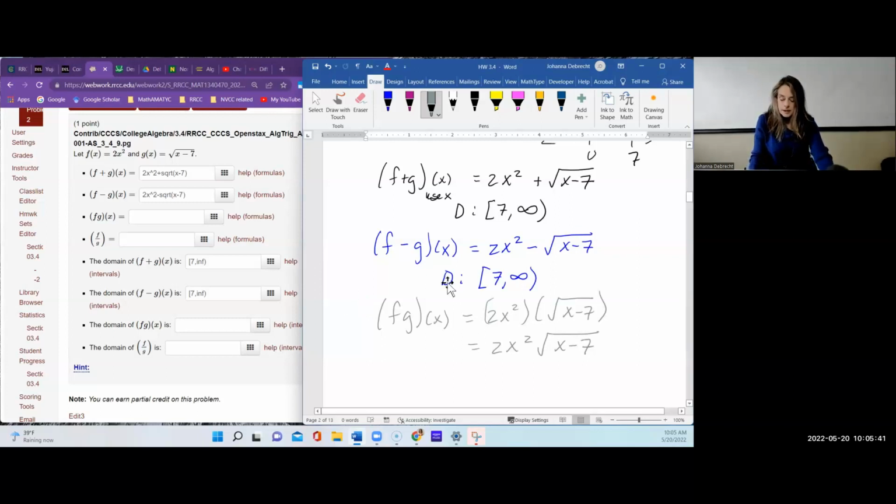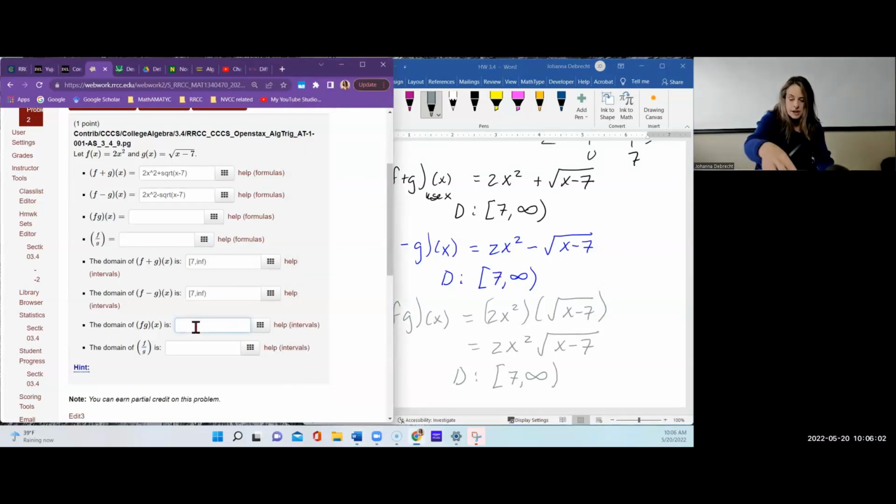What will the domain be? Same domain, what they have in common. Remember, g will not allow anything that is below 7 because when it gets below 7, it causes the radicand, the part under the radical, to be negative. Let's enter this information now.